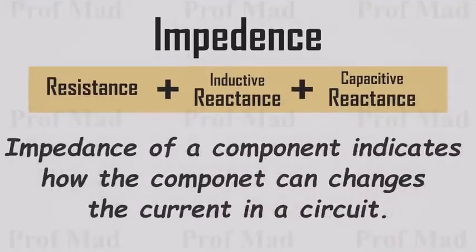The cumulative effect of these factors is referred to as impedance. In simple terms, impedance of a component signifies how it modifies the current within a circuit.